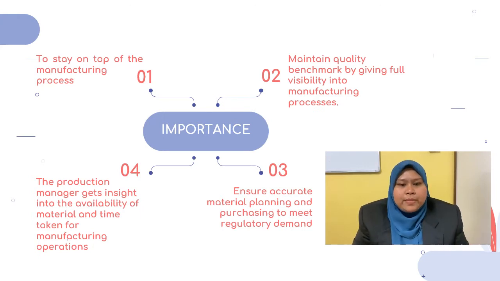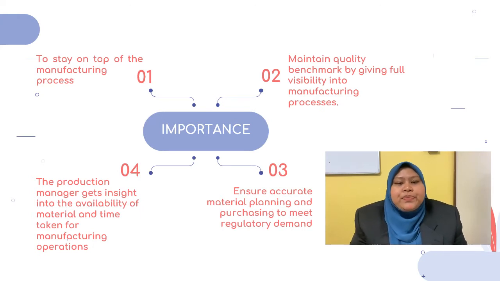Thirdly, MRP ensures accurate material planning and purchasing to meet regulatory demand. The system takes into account the accuracy of the quantity and the cost of the material needed to come out with the reasonable purchase to satisfy the demand. The optimized purchase will save the manufacturer the cost of the unnecessary purchase.